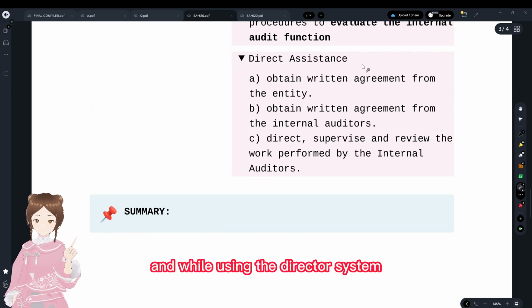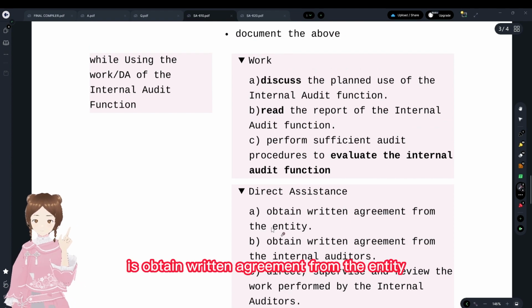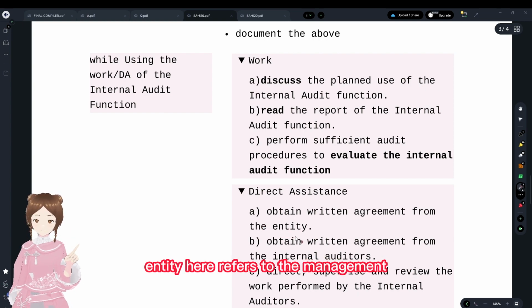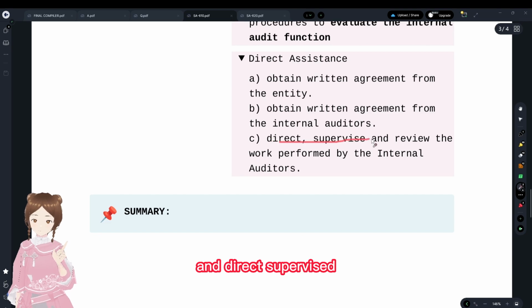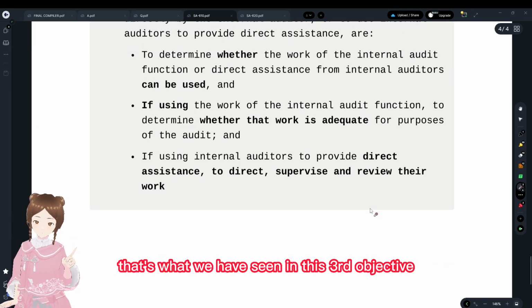And while using direct assistance, what he has to do is obtain a written agreement from the entity, and a written agreement from the internal auditors. Entity here refers to the management. And he must directly supervise and review the work performed by the internal auditors. That's what we have seen in this third objective.